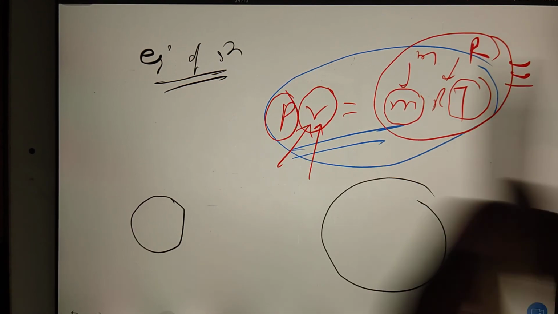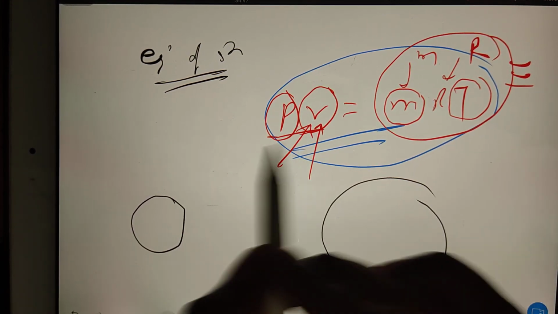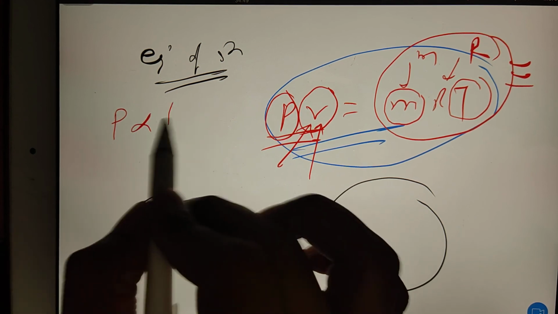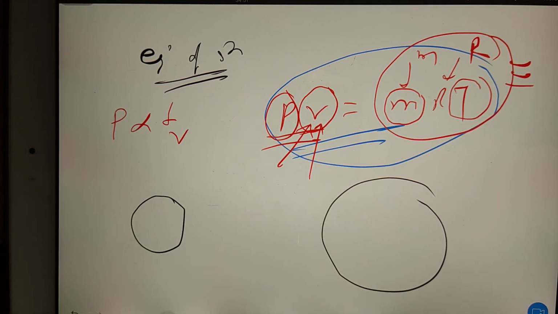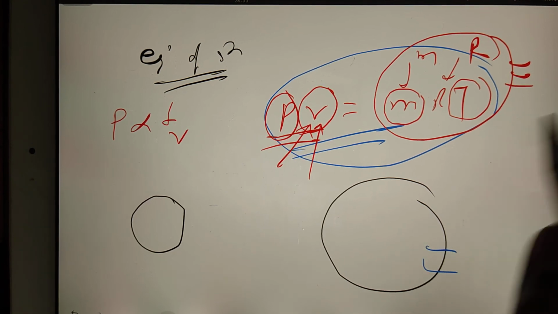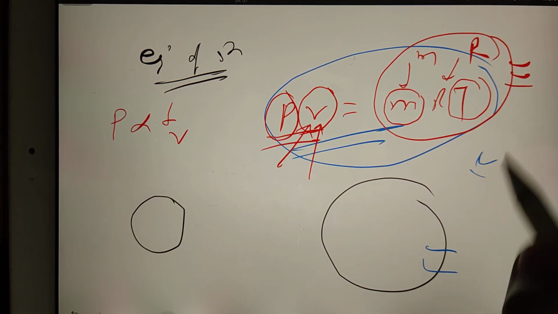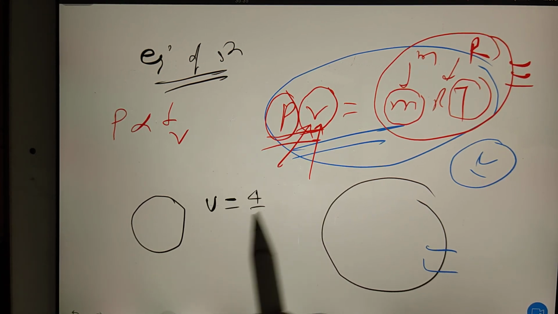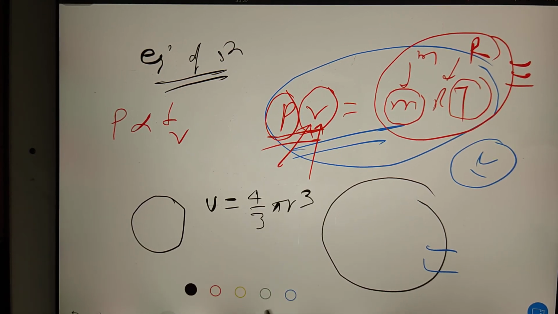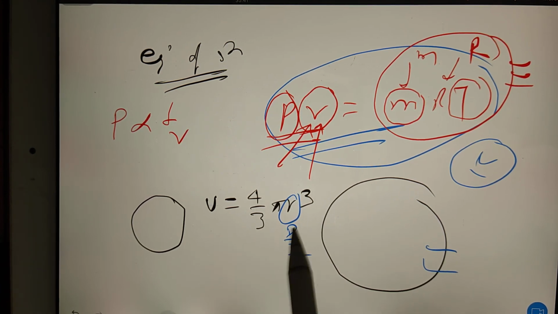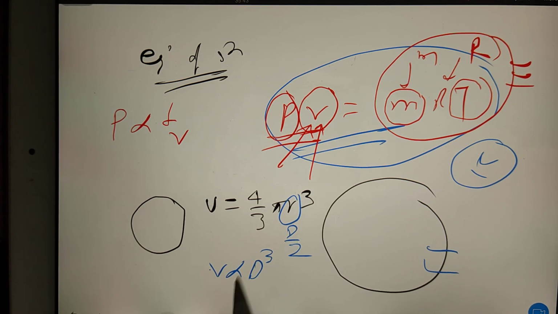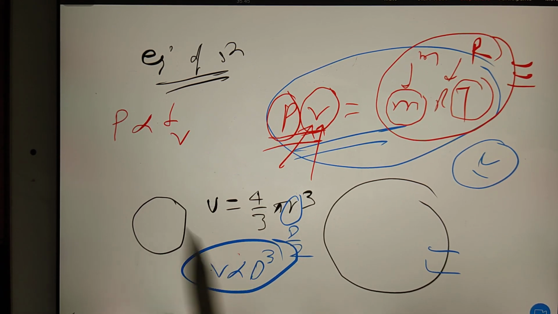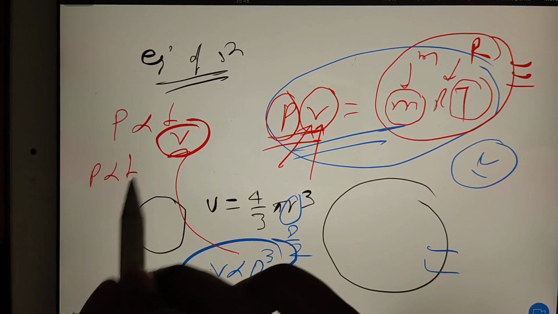According to this volume, you will have pressure. So from here you can judge pressure is proportional to 1 by volume. Now, because it is a sphere, you may remember the formula. Can someone recall the formula for the volume of a sphere? The volume formula is 4 by 3 pi r cube. This r I can write as d by 2. So I can clearly see volume is directly proportional to d cube. So this d cube I can replace here: pressure is inversely proportional to d cube.